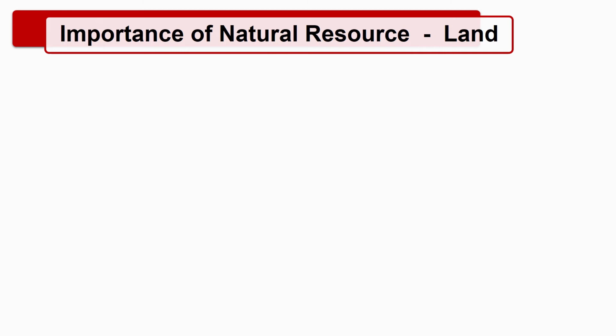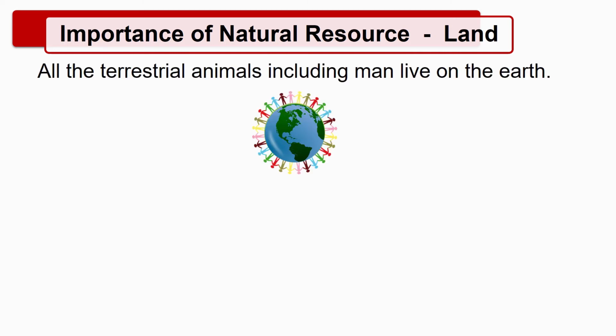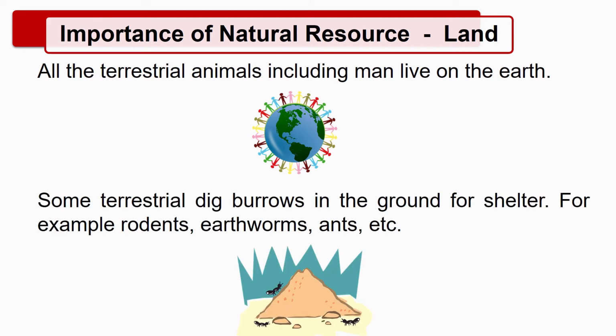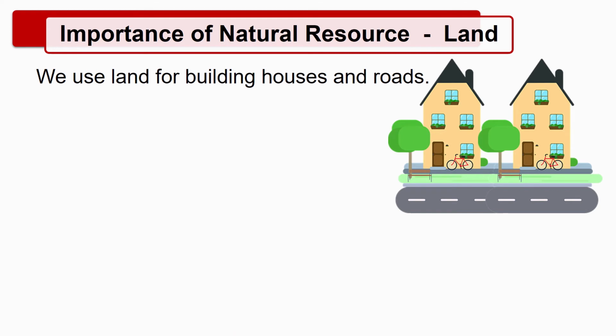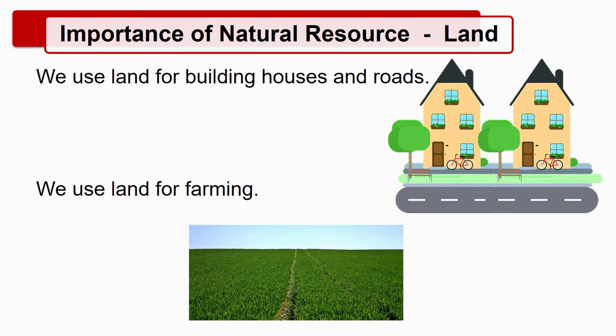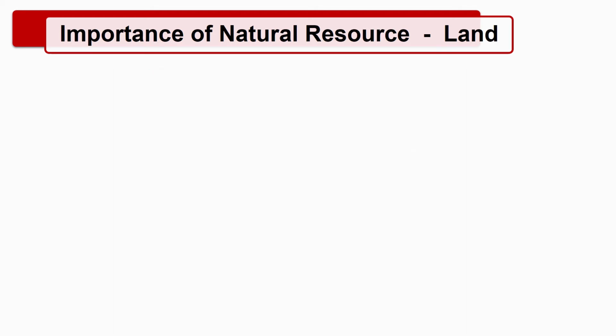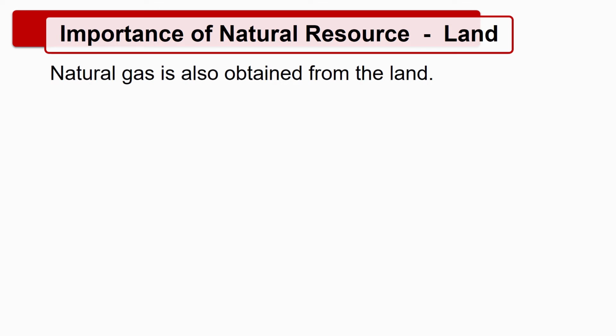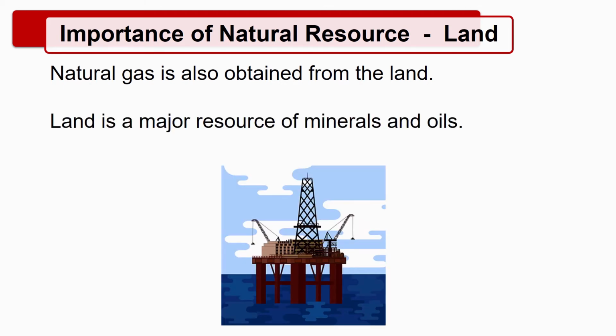All the terrestrial animals, including man, live on the earth. Some terrestrial animals dig burrows in the ground for shelter, for example, rodents, earthworms, ants, etc. We use land for building houses and roads. Also, land is used for farming. Natural gas is also obtained from the land. Land is a major resource of minerals and oils.